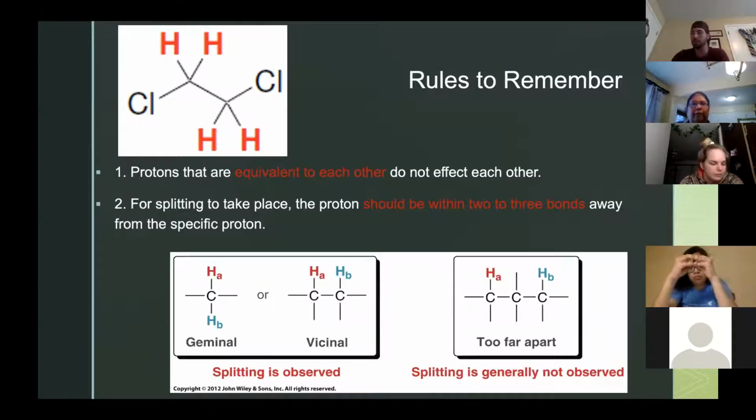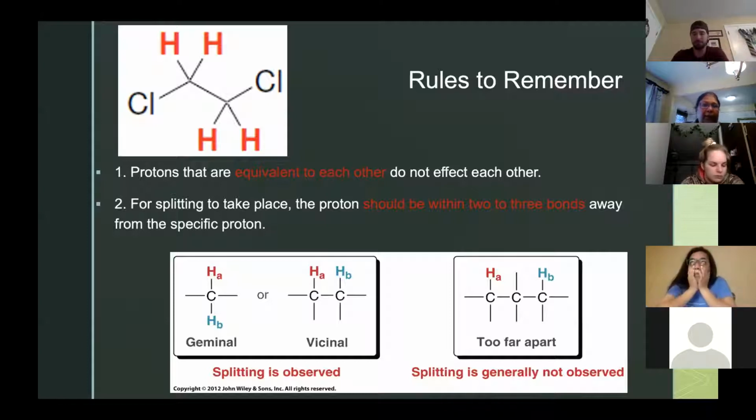So you go to the last one, the third picture, and you see HA is 1, 2, 3, 4 sigma bonds away. So we can say that these two are too far away from each other to affect each other. Okay, so this is important.